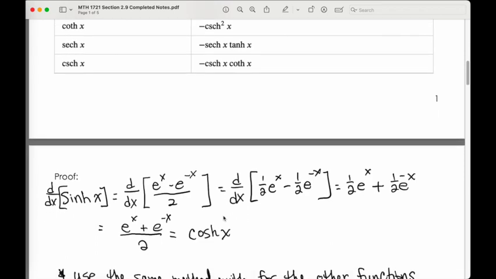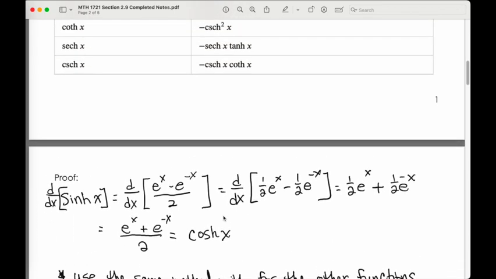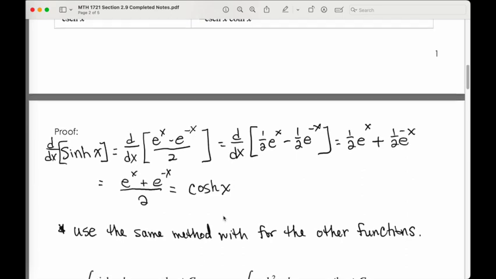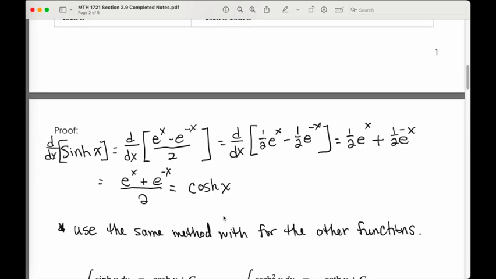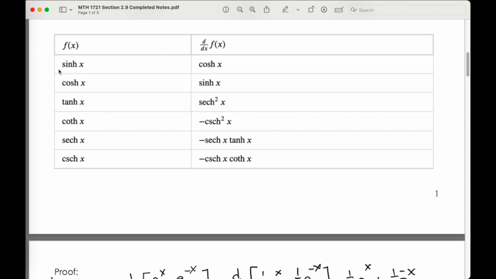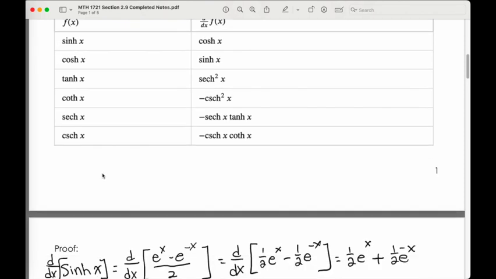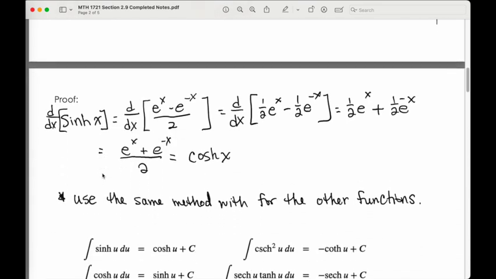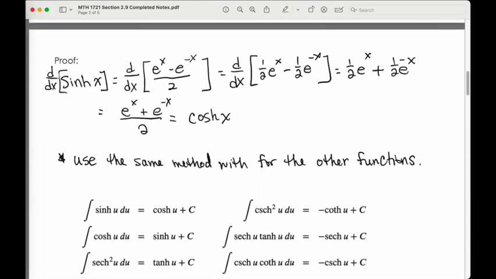Now, I want to show you one of the proofs because the rest of them pretty much follow the same pattern here. I'm going to show you how we get the derivative of hyperbolic sine, and then the rest of them pretty much follow that same pattern. So I'm going to take the derivative of hyperbolic sine. Now, hyperbolic sine function is defined by e to the x minus e to the negative x all over 2. So I'm going to rewrite hyperbolic sine as this definition here.